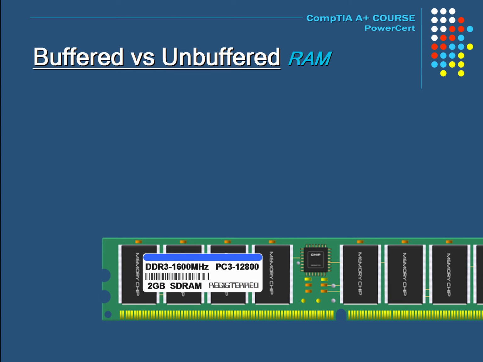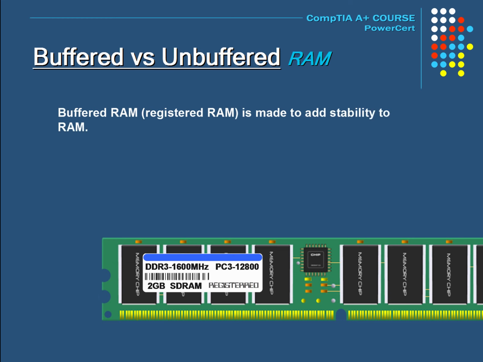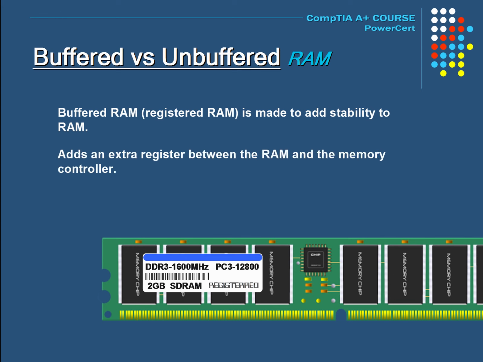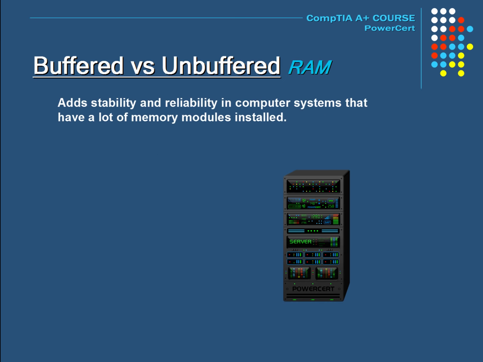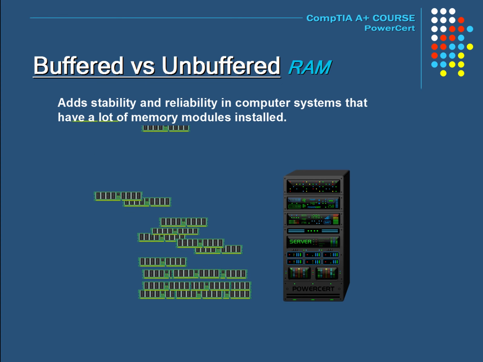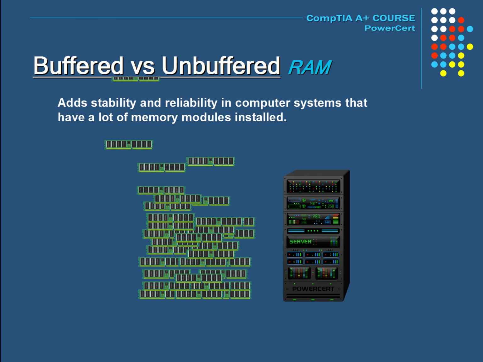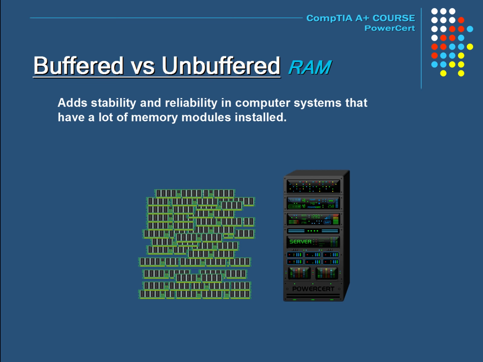And there is also buffered and unbuffered RAM. Now, buffered RAM, which is also called registered RAM, is made to add stability to RAM. Buffered RAM adds an extra register between the RAM and the memory controller. It stores, or buffers, data before it gets sent to the CPU. And this is what adds stability and reliability in computer systems that have a lot of memory modules installed. So it's basically used to lessen the electrical load on your memory controller that's produced when you use a lot of memory modules, for example, in servers.